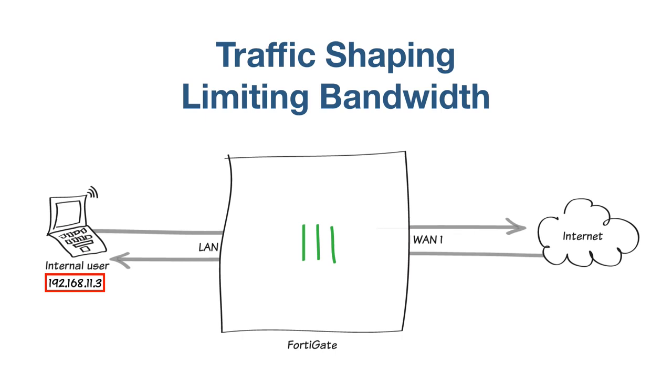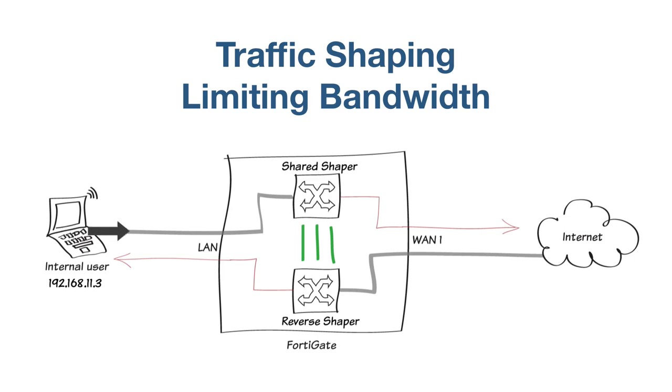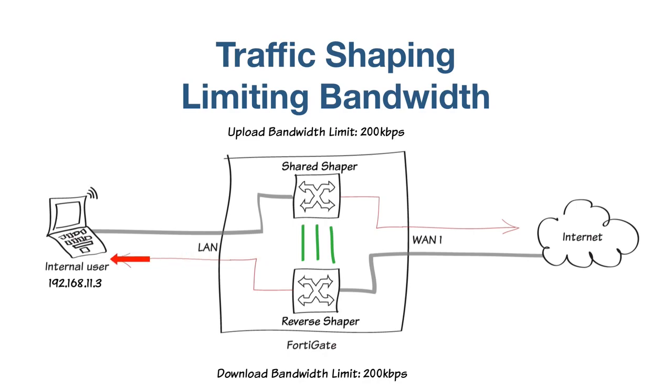Then you'll create an internet access policy for that IP address and enable traffic shaping. When that user attempts to upload, the shared traffic shaper will restrict the bandwidth limit to 200 kilobits per second. You will also use a reverse shaper to restrict the bandwidth on downloads.